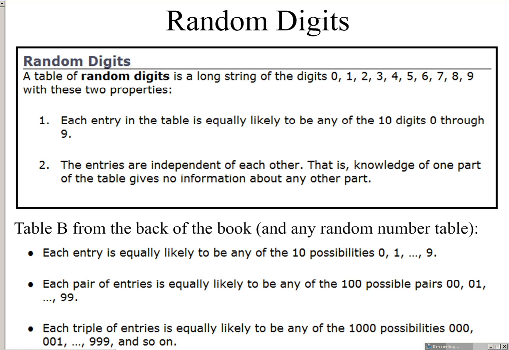If you look at Table B in the back of your book or any random number table, each entry is equally likely to be any of the 10 possibilities 0 through 9. Each pair of entries is equally likely to be any of the 100 possibilities of 00 through 99. Each triple of entries is equally likely to be any of the 1,000 possibilities 000 through 999 and so on as we look at groups of numbers.